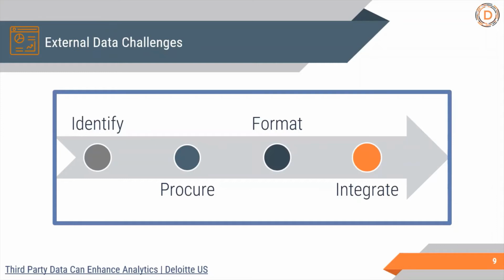is getting the data in the right format to include in your analysis. For instance, your download might be in a PDF format, so you'll need to convert it to Excel or some kind of CSV format to allow you to do any analysis with the data. Finally, integrating the data with your existing organizational data can present its own challenges. How do you use this data to provide context for your story?